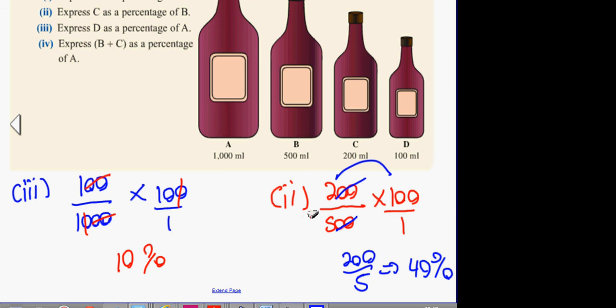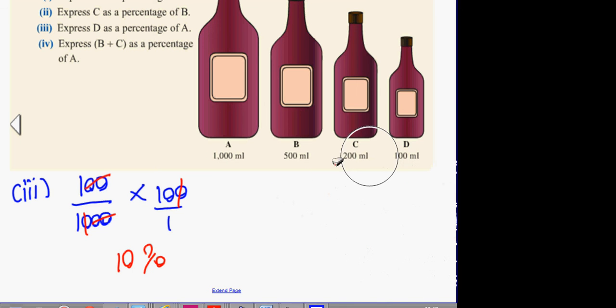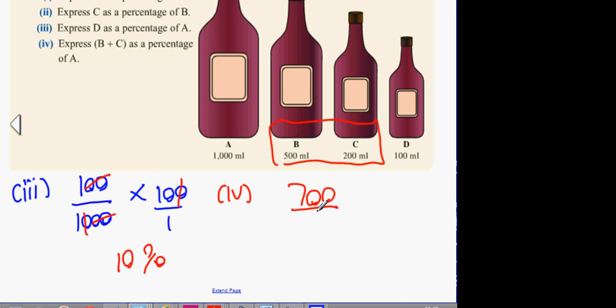Okay, next one. B plus C as a percentage of A. It's a hard one, alright. So Jake, let's try this one. B plus C as a percentage of A. What's B plus C? 700 divided by 1000, multiply by 100. And what can I divide into? What can I get rid of, or how do I break it down? Take off 2 zeros. So we have 7 multiplied by 10, which is 70%. Okay, well done, guys.